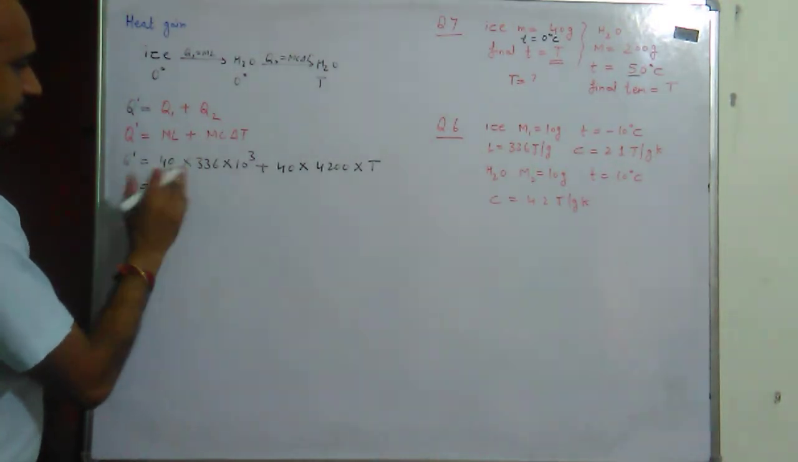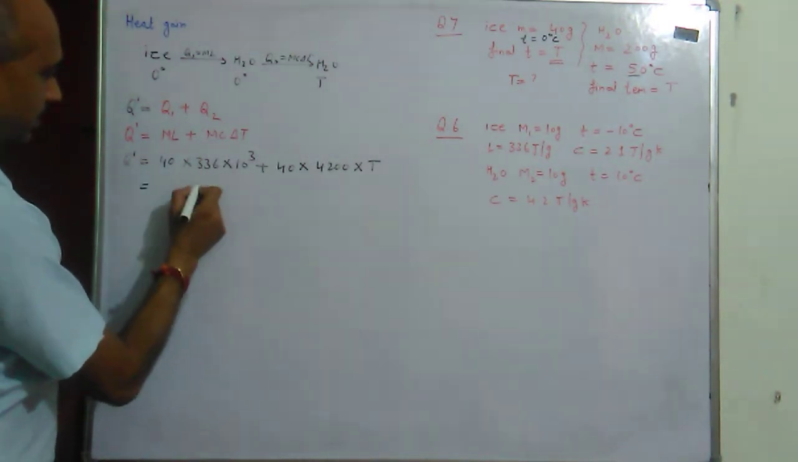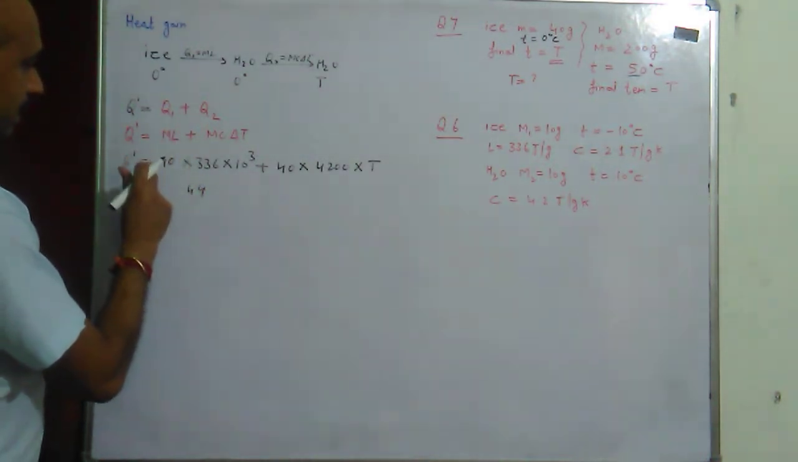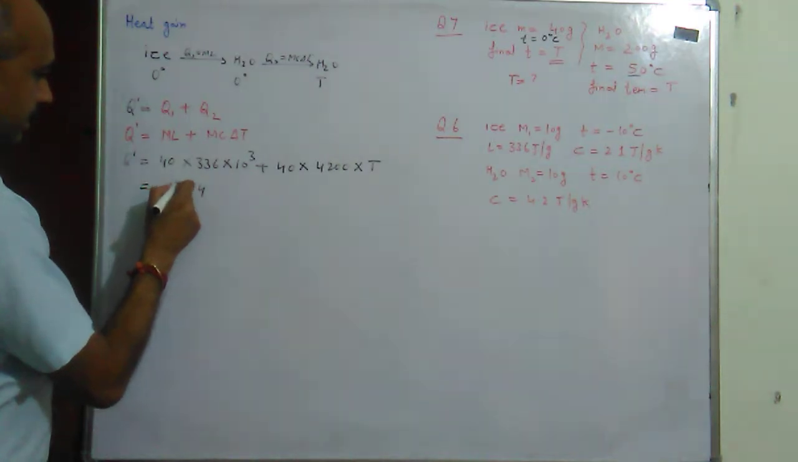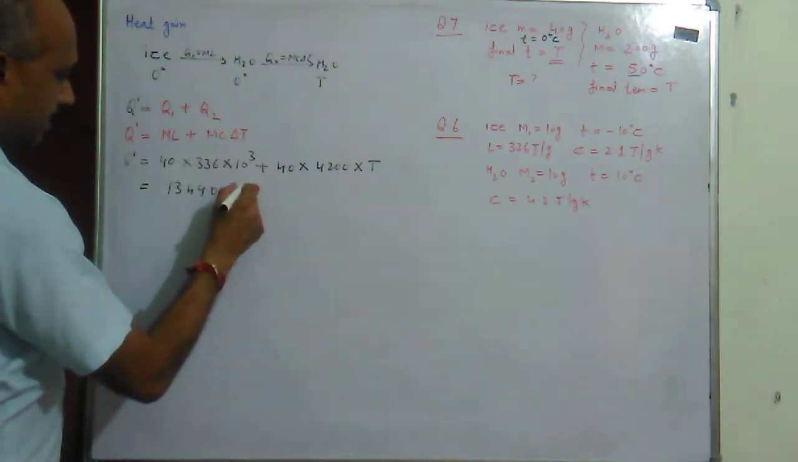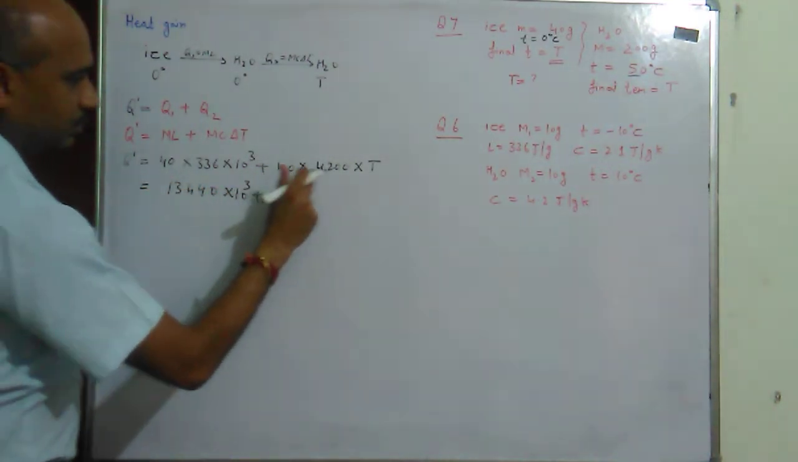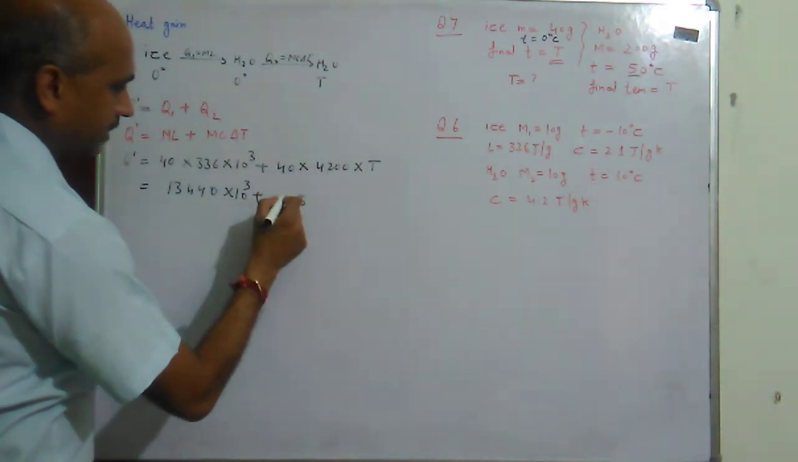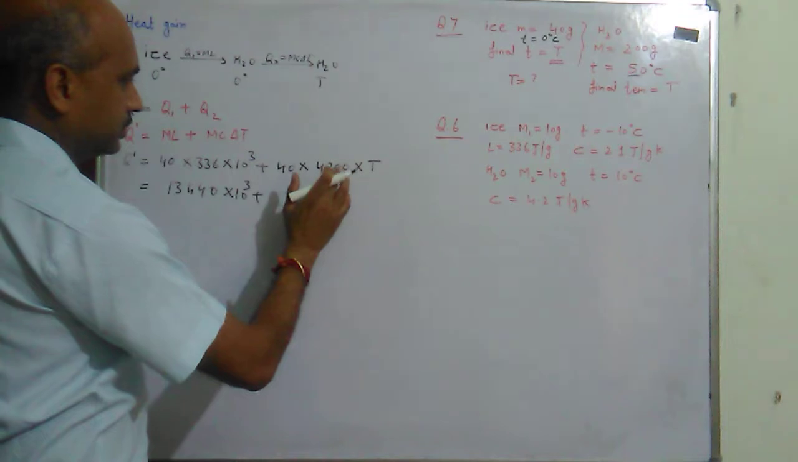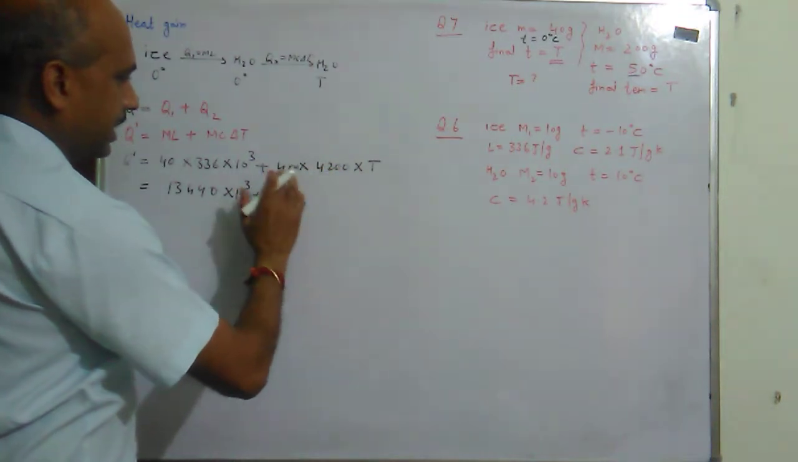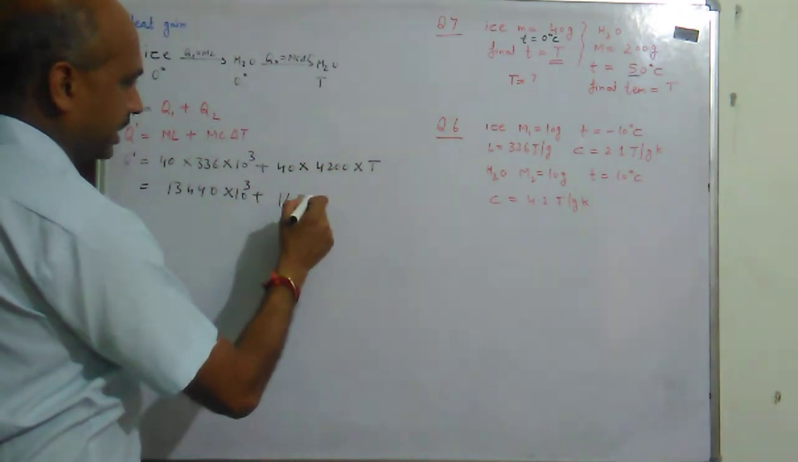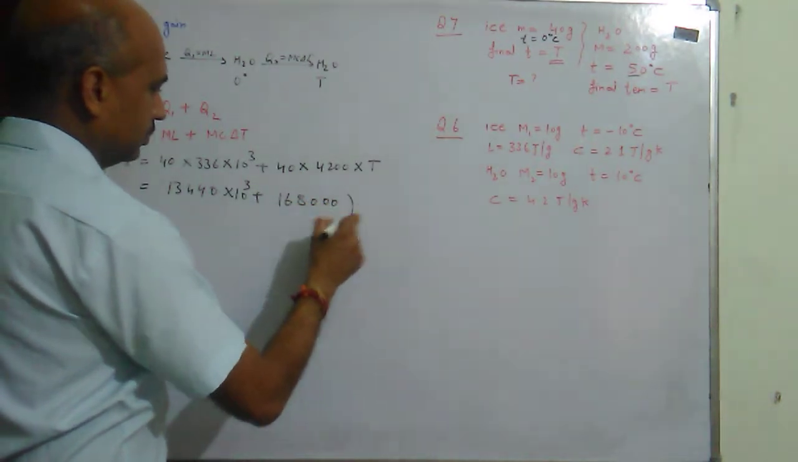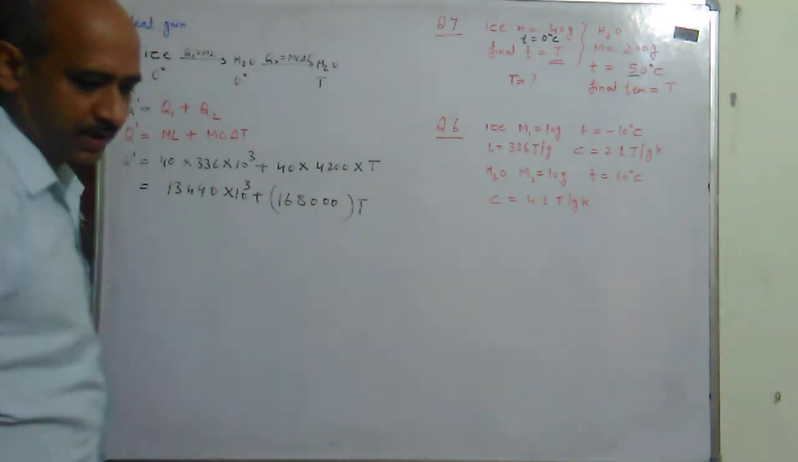Let us write it first in the simple way. 4 6s are 24, 4 carry 2. 4 3s are 12, plus 1 is 13, and 10 to the power 3. Plus from here 2 4s are 8, 8, 0, and 4 4s are 16. So 168, and how many zeros, 1 2 3, into T. This we are getting.